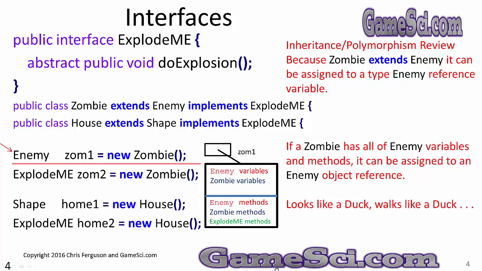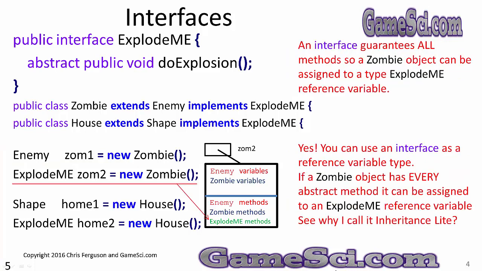Inheritance and polymorphism review. Because Zombie extends Enemy, it can be assigned to a type Enemy reference variable. If a Zombie has all the Enemy's variables and all the Enemy's methods, it could be assigned to an Enemy object. If it looks like a duck, walks like a duck, and quacks like a duck, it's a duck. ExplodeMe zom2 equals new Zombie. An interface guarantees all methods, so a Zombie object can be assigned to a type ExplodeMe reference variable.